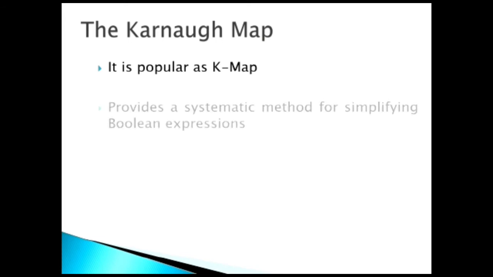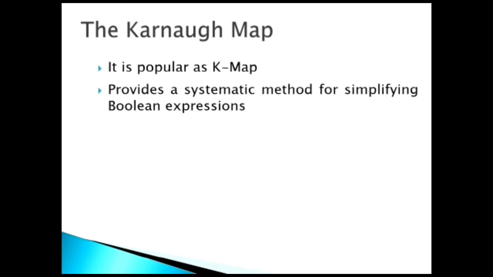A Karnaugh map provides a pictorial method of grouping together the expressions with common factors and therefore eliminating the unwanted variable. It is a very popular method, commonly known as the K-map method. It provides a systematic method for simplifying the Boolean expression. The Karnaugh map reduces the need for extensive calculation.